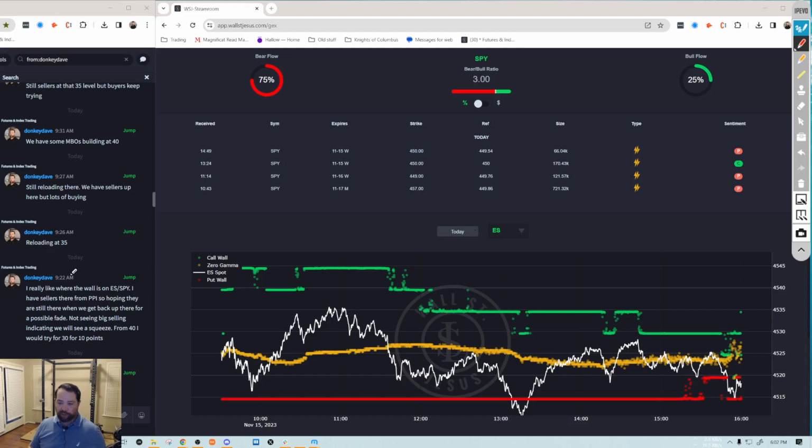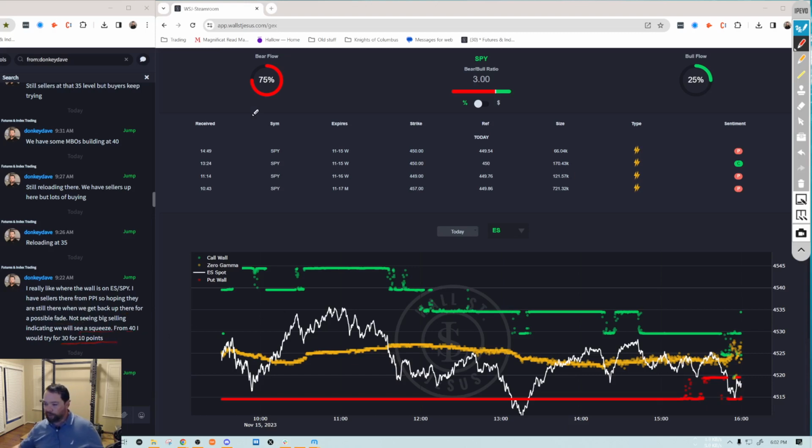Basically in the morning, this is 9:22. This is going to be Central Time. This chart is in Eastern. This is in Central up here. So I really like where the wall is on ES SPY. I have sellers selling there from PPI. It's talking about one of the indicators we watch. So I'm hoping they're still there when we get back up there for a possible fade. Not seeing big selling, indicating that we'll see a squeeze. From 40, I would try for 30 for 10 points.